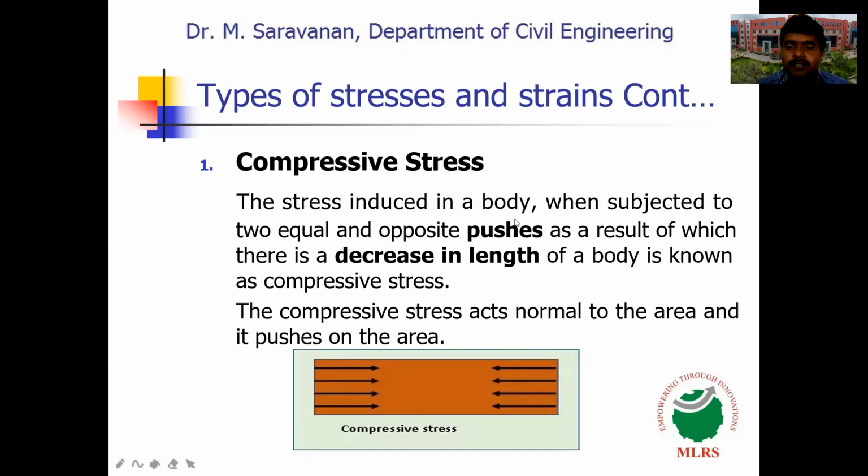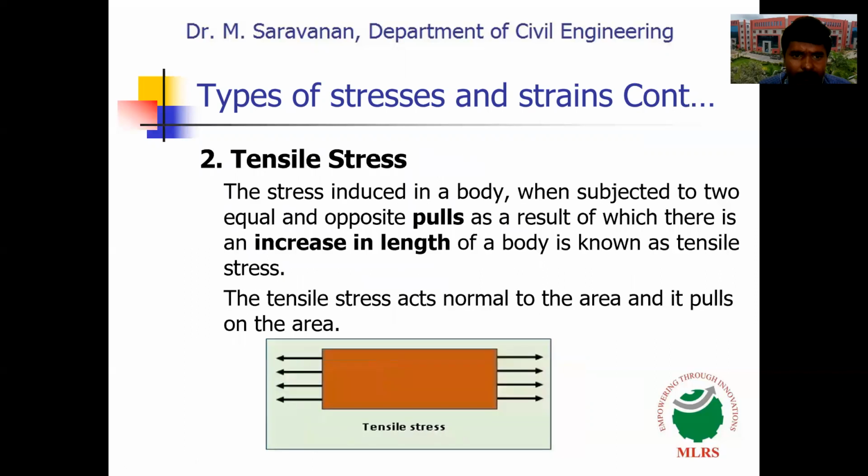The stress induced in your body when subjected to two equal and opposite pushes. So if you apply the pushes, as a result of which there is a decrease in length of the body, is known as the compressive stress. So the compressive stress acts normal to the area and it pushes on the area. So the length of the bar will be decreased.